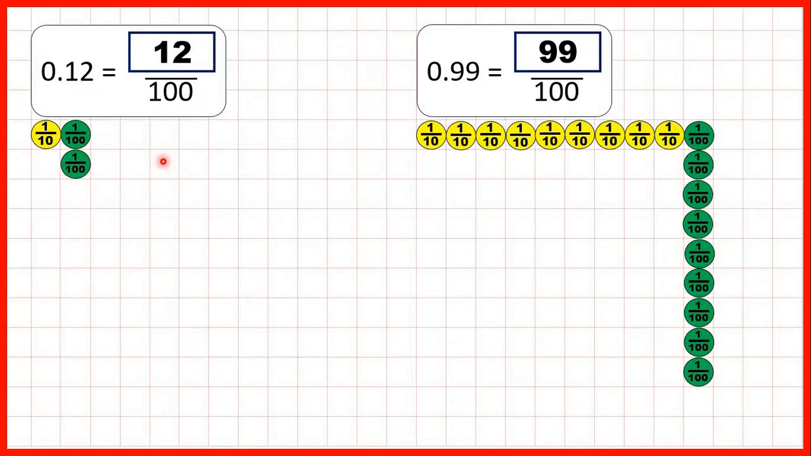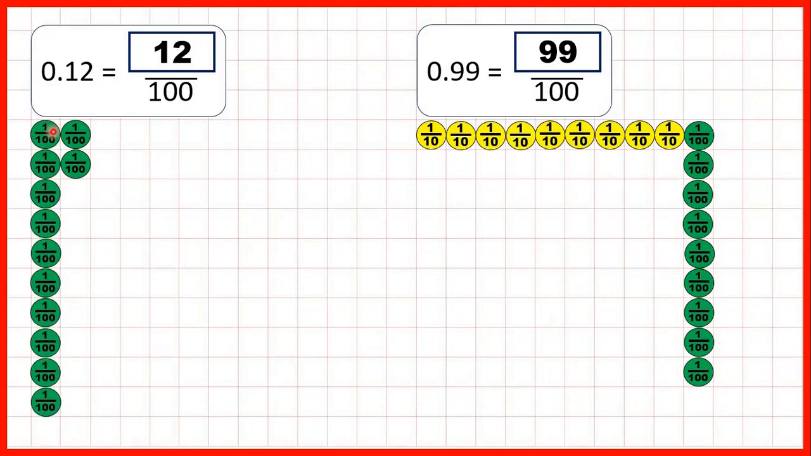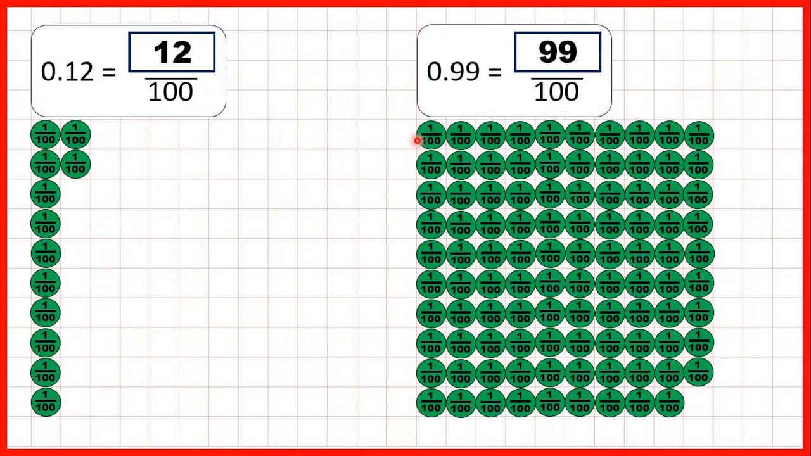We can also show this using place value counters. So for 0.12, we have 1 in our tenths and 2 in our hundredths. But the 1/10 is the same as 10 hundredths. So now, altogether, we have 12 hundredths. And with 0.99, we have 9/10 and 9 hundredths. But each of our tenths can be exchanged for 10 hundredths, giving us 99 hundredths altogether.